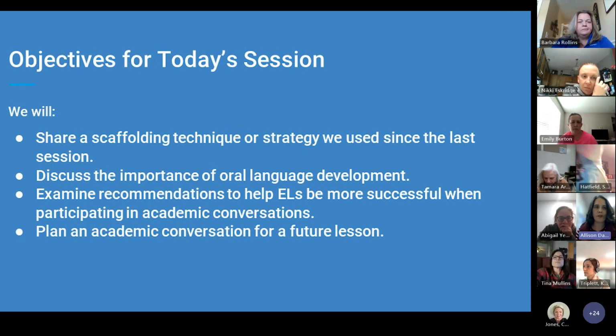Here are our objectives for today. We will share a scaffolding technique or strategy that we've used since the last session. We will discuss the importance of oral language development, and we will examine recommendations on how to help ELs be more successful when participating in classroom conversations, and then have a chance to plan academic conversations for a future lesson.